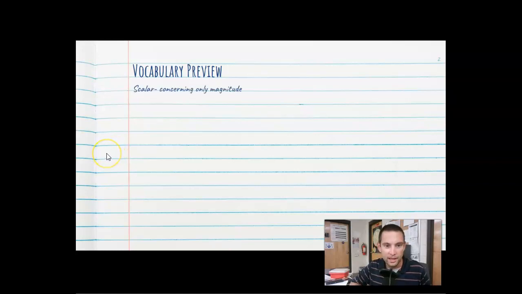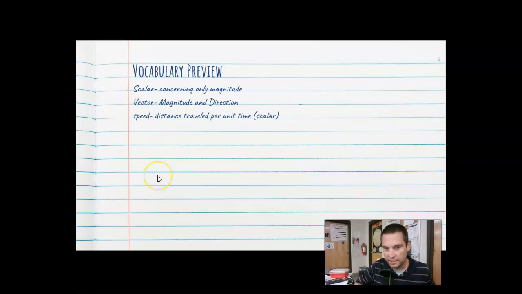We have a scalar, which means we only care about the magnitude. So a scalar quantity only deals with the size of something, how big something is. Meanwhile, a vector deals with the size and direction. Speed is distance traveled per unit time, and it is a scalar quantity. If we're going 30 miles per hour, we're only talking about the speed, how far we have gone per hour. So that is scalar, no direction involved.